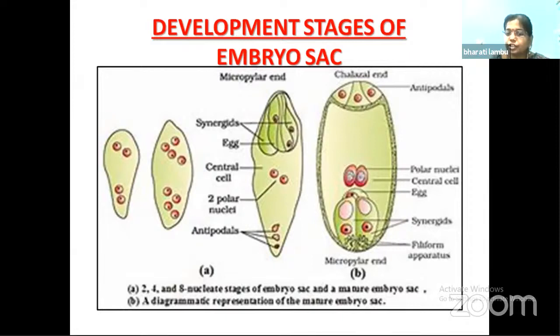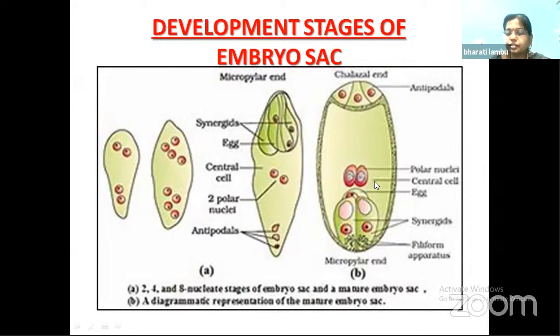What is the nature of the egg? The nucleus is present towards the central cell and the vacuole is present towards the micropylar end. The nucleus will face towards the polar nuclei or the central cell, and the vacuole will be towards the micropylar end. So both of them, the synergids and the egg, will have polarized protoplasm.